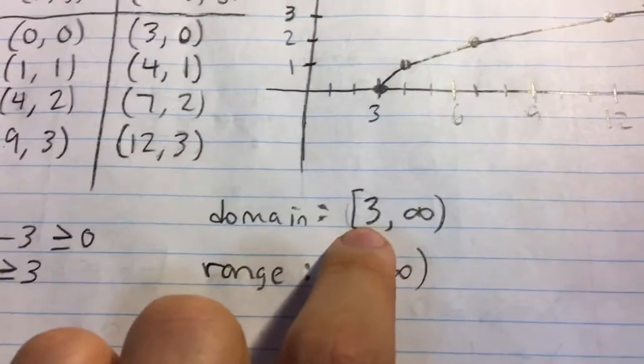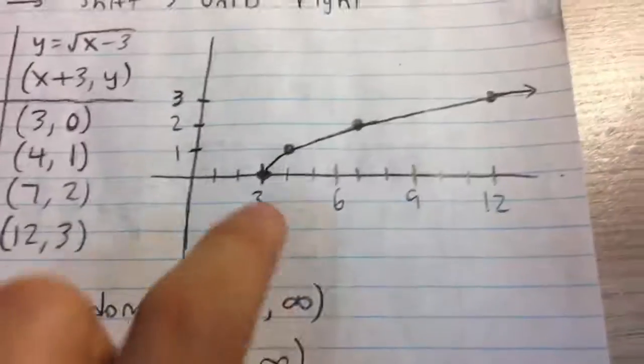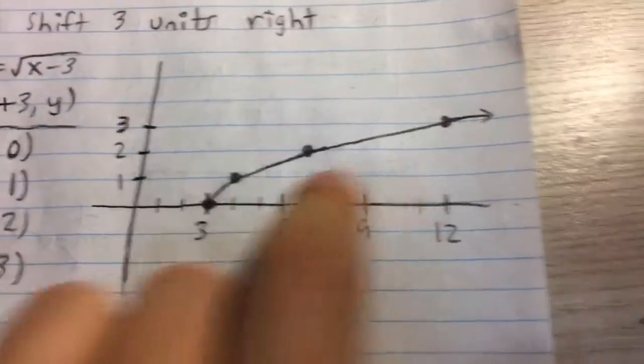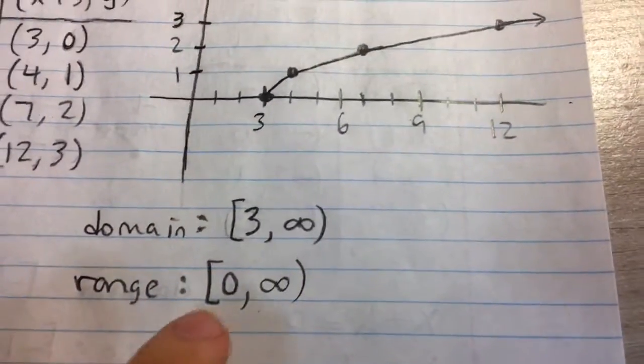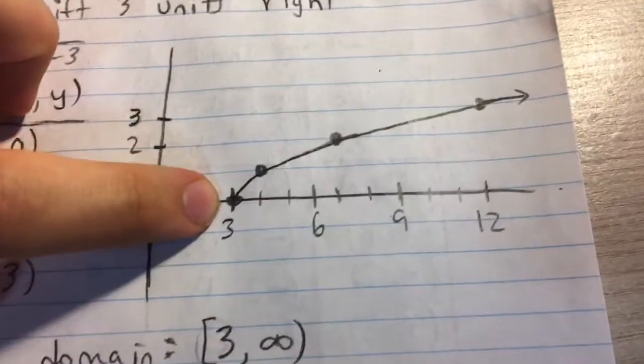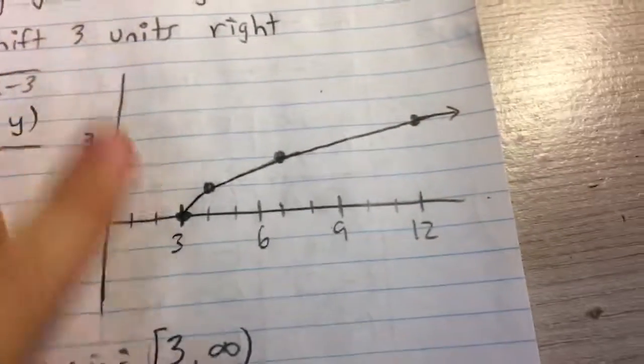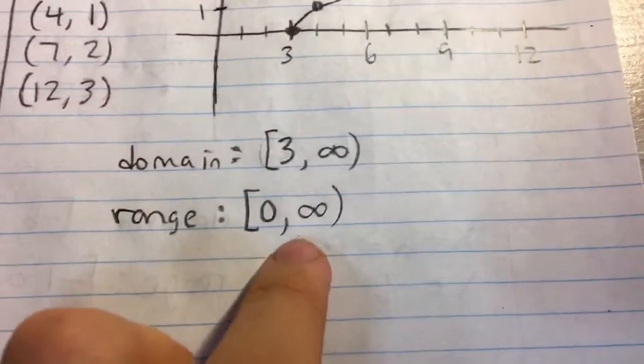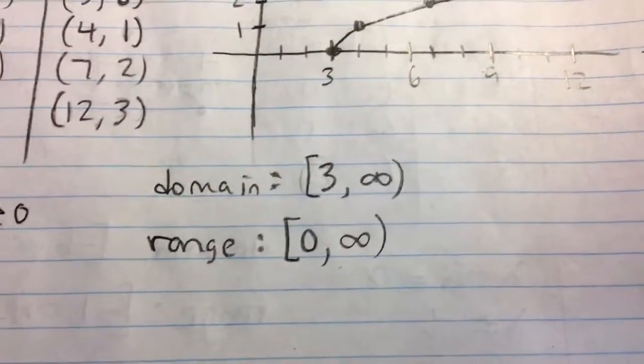And so we write this as closed bracket 3 all the way to infinity. You notice we can go from 3 all the way to infinity for our x values. For our y values, again, it goes from 0 all the way to positive infinity. And so we write it as 0 to infinity.